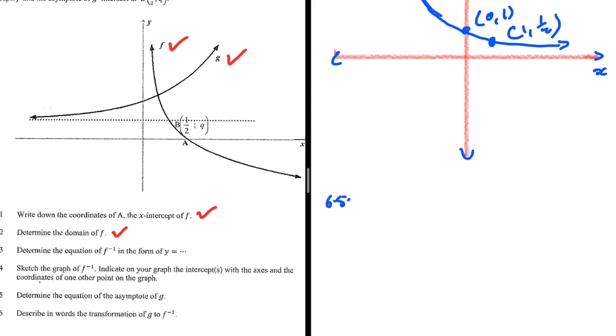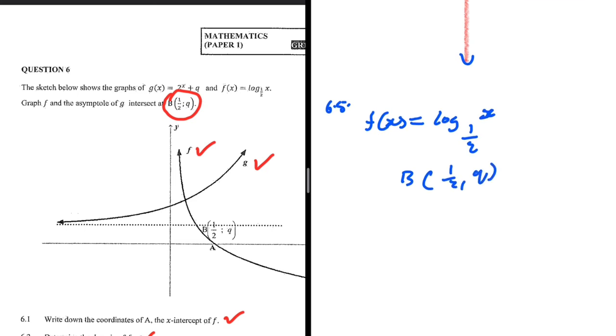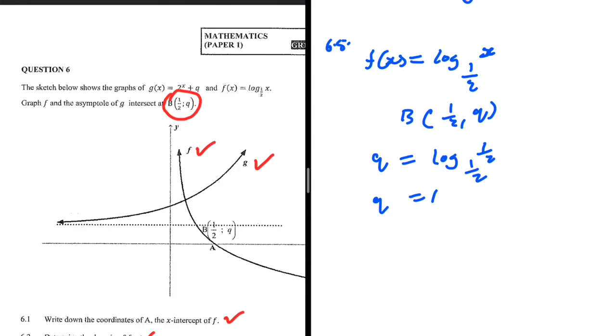6.5, determine the equation of the asymptote of g. Okay, so g, graph f and the asymptote of g, they intersect at b. So we can use f and the point b to find the asymptote of g. So f of x was and still is log of x with the base of half. So we want to substitute b, with coordinates a half and q, so that we can find the value of q. In doing that, we get q is equal to log of a half, the base is a half. This is equal to 1, and that is the asymptote of g.